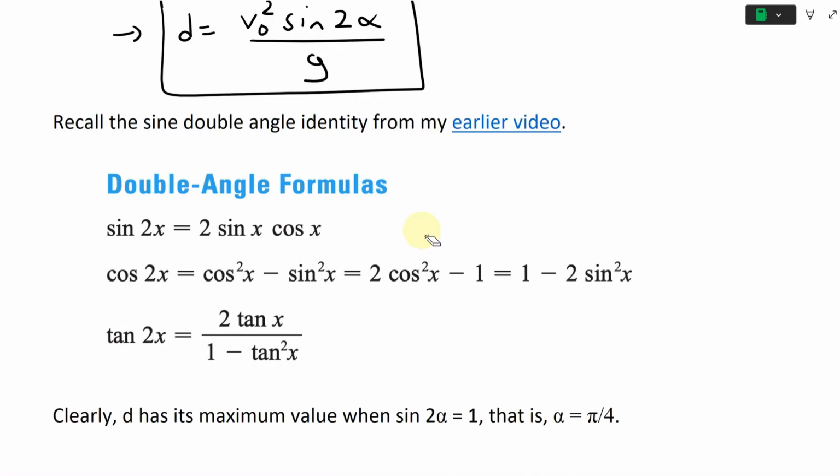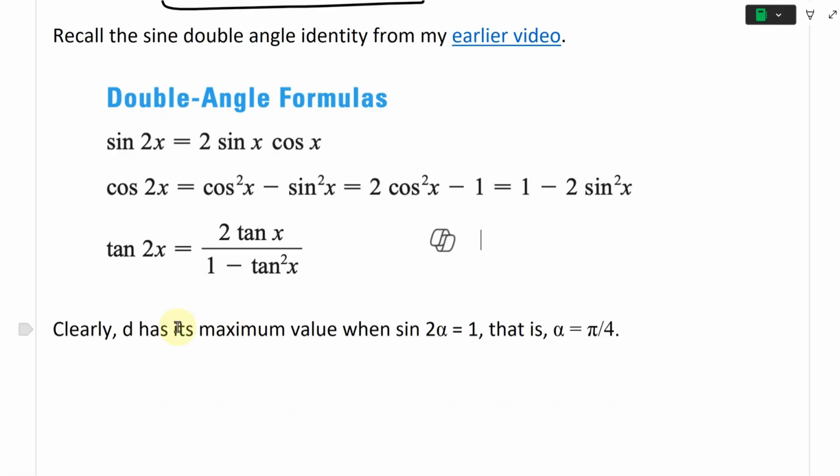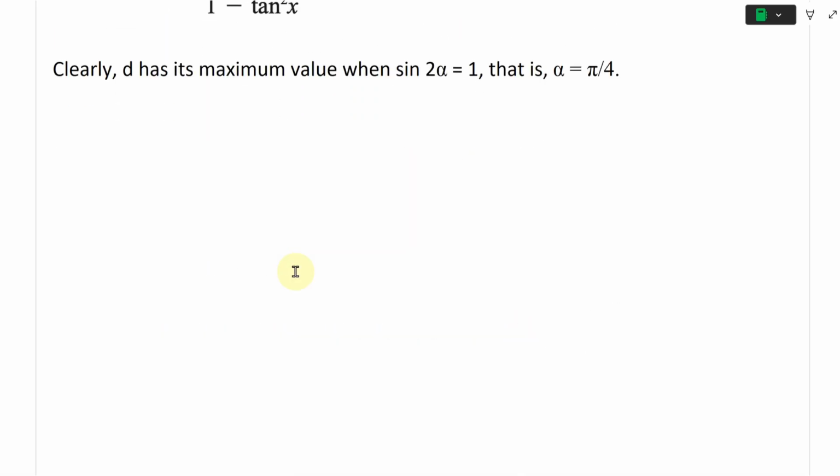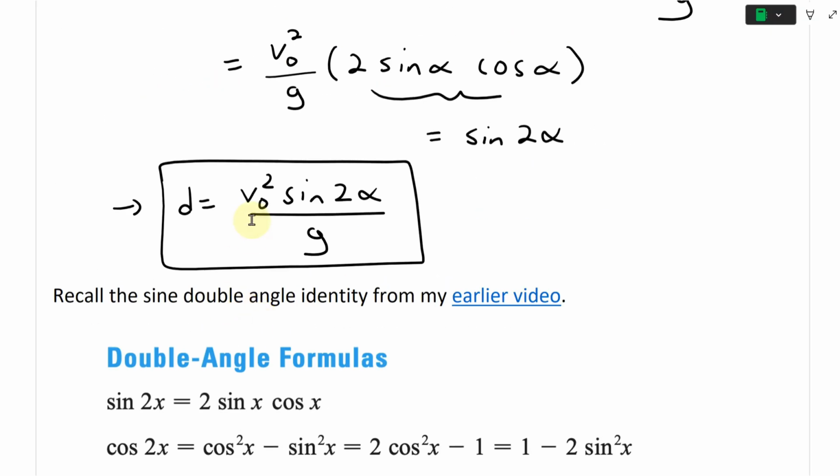Anyways, you can see a link to my earlier video for the proof on this one. So clearly D has its maximum value when sine 2 alpha is equal to 1. That is when alpha is equal to pi over 4 radians. You can see that because it's a sine function. The v naught is a constant squared, and g is a constant, so the only thing that changes is the sine 2 alpha.